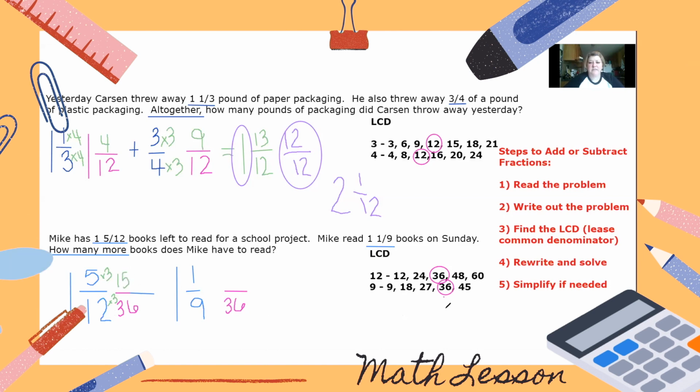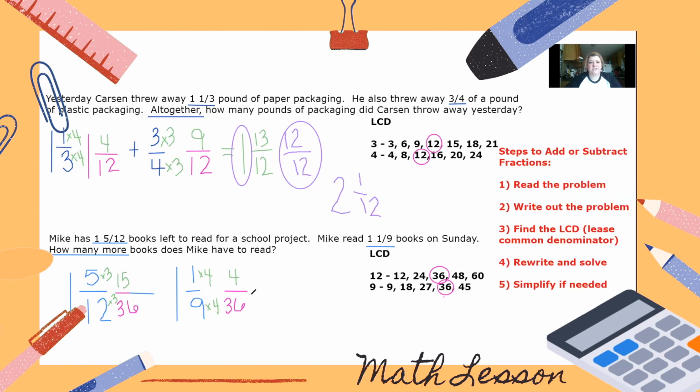9 times what is 36? 1, 2, 3, 4. 9 times 4. What I do to the bottom, I have to do to the top. 1 times 4 is 4.